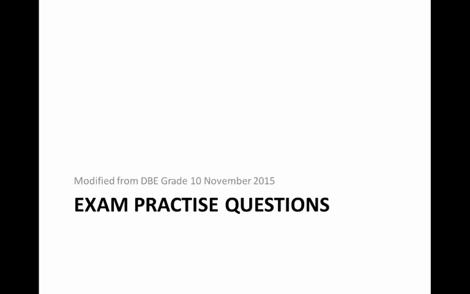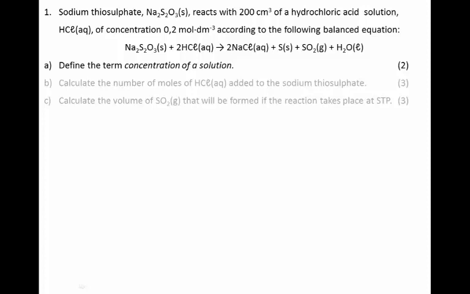Let's get some practice answering exam questions about reactions. Sodium thiosulfate, Na2S2O3, reacts with 200 centimeter cubed. So immediately we notice it's in centimeter cubed, not decimeter cubed, so that needs a conversion, of hydrochloric acid, HCl, solution. So here we have aqueous because it's in solution, and it has a certain concentration, 0.2 moles per decimeter cubed concentration. And here we have the balanced equation.